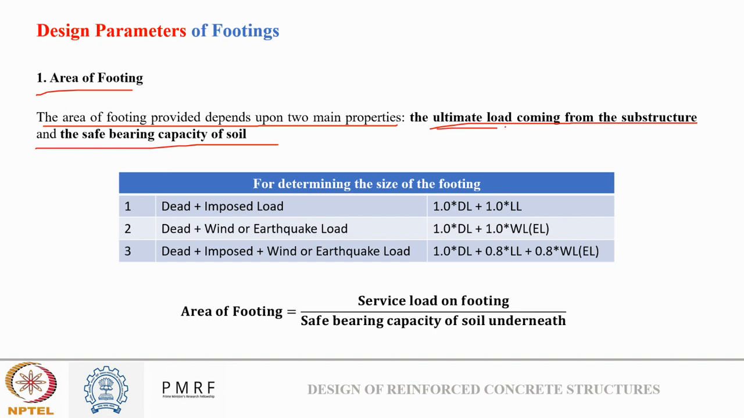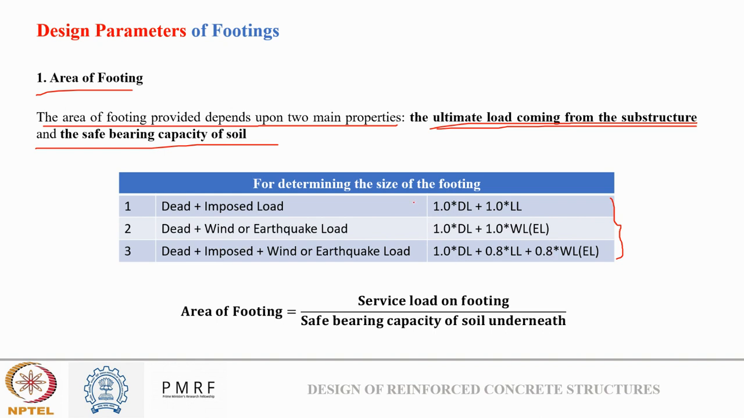Now, how is this ultimate load calculated? As per IS 456, these are the three load combinations that we need to take when we are designing for ultimate load. So we don't take any factor of safety into account; we just take load combinations like this. If we are given dead load and imposed load, both like this; if wind load or earthquake load is given, like this; and if both the imposed load and wind load or earthquake load are coming, like this.